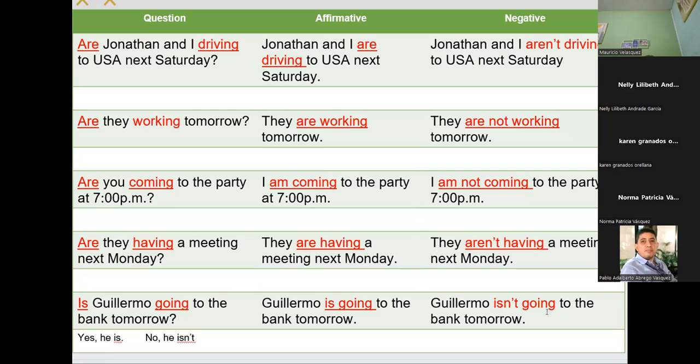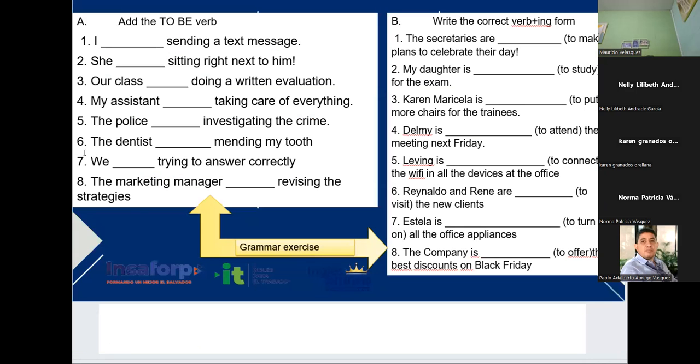Thank you very much. So if you see, we can use complete way or the other way that it is contracted. When we speak, it's better that we use the contracted way to seem more fluent, okay? So let's continue with this just as a matter of practice. We have these sentences. It says, add the to be verb according to the subject, right? According to the subject, you are going to write the correct form of the be verb, all right? And let's read the first one.